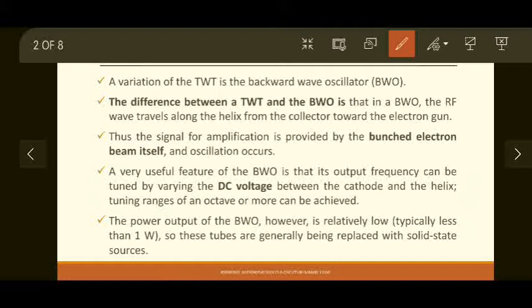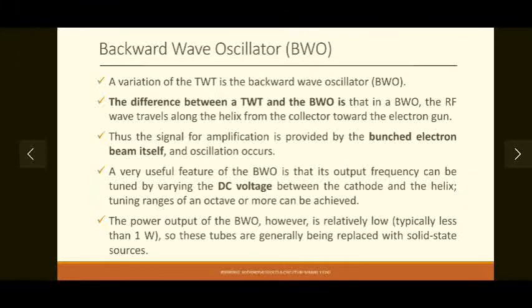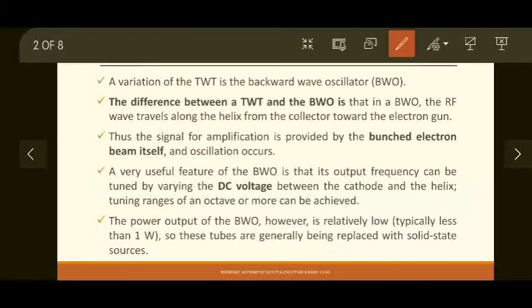So a variation of TWT is a backward wave oscillator. The difference between TWT and BWO is that the RF wave travels along the helix from collector towards the electron gun. That's what I have said. Now the input should change. Now in the BWO, input is given at the collector end rather than at the electron gun end, and output is taken at the electron gun end rather than at the collector end.